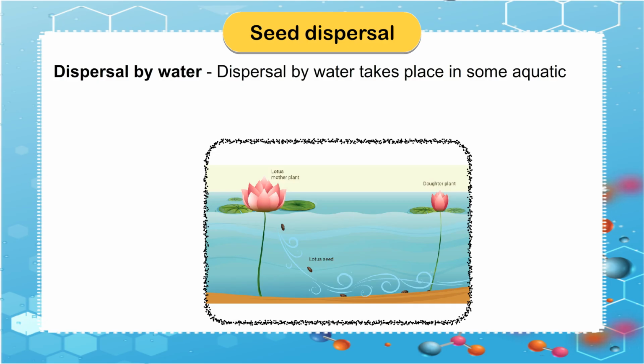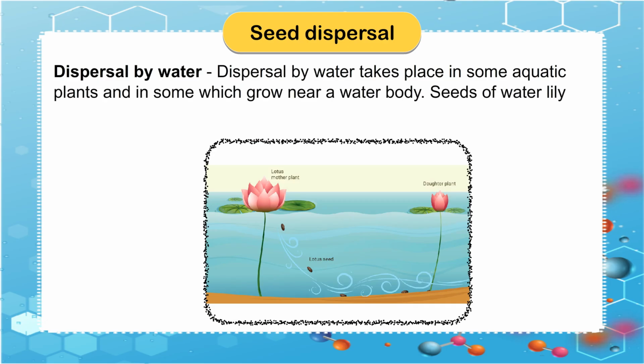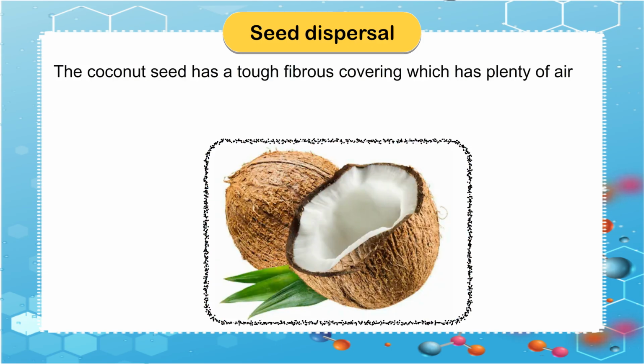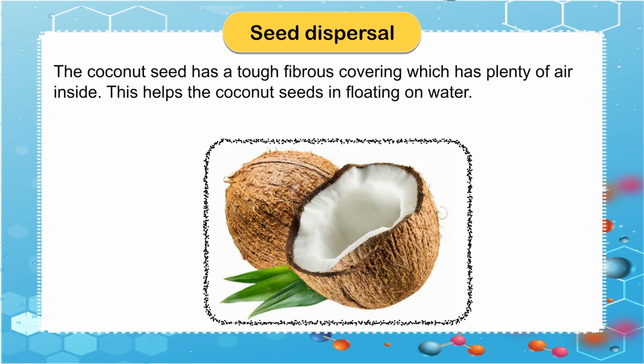Dispersal by water. Dispersal by water takes place in some aquatic plants and in some which grow near a water body. Seeds of water lily float and thus are dispersed by water. The coconut seed has a tough fibrous covering which has plenty of air inside. This helps the coconut seeds in floating on water.